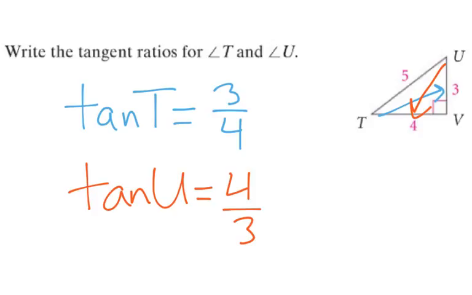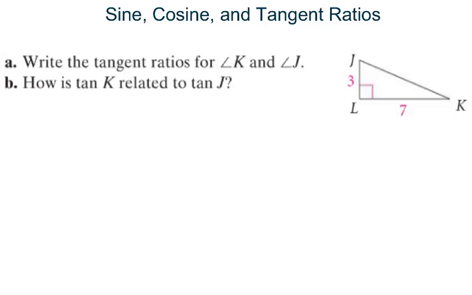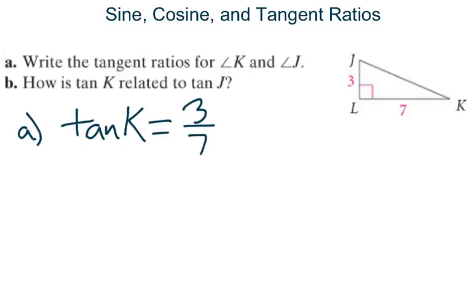Alright? Let's look at another problem. Write the tangent ratios for angle K and angle J. We'll call this part A. The tangent of angle K. From K, the opposite is 3, the adjacent is 7. But from angle J, the ratio from J, opposite is 7, the adjacent is 3. Okay?